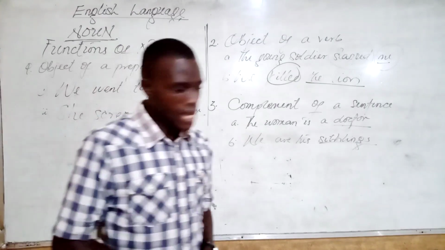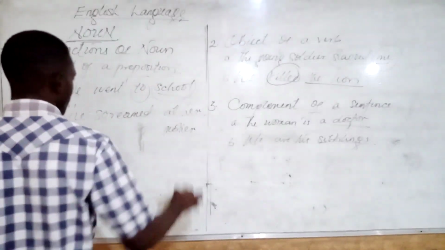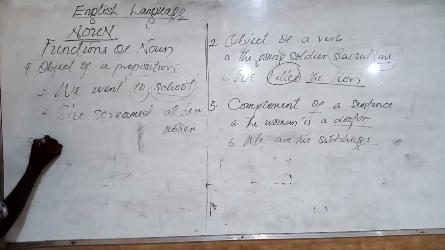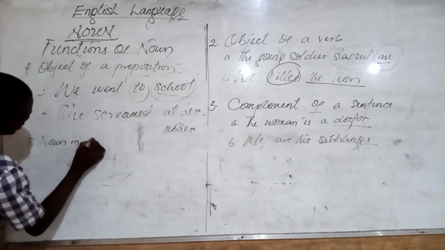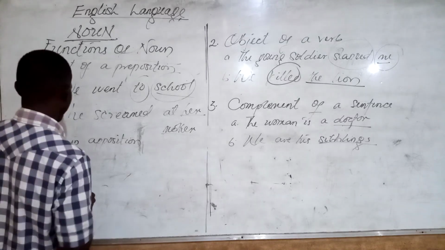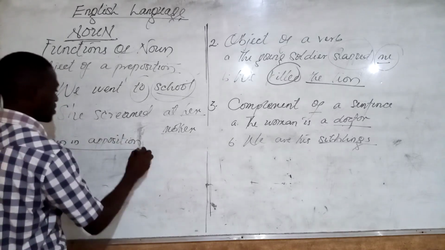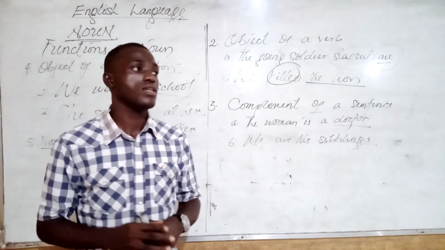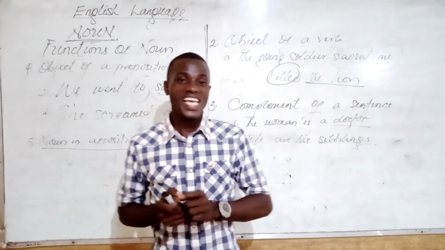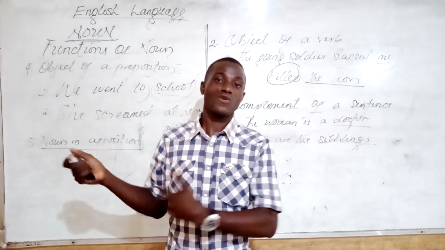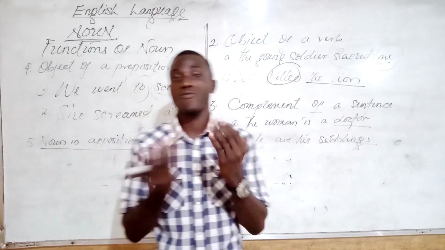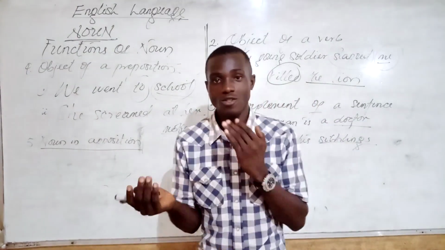Is that clear? Alright, let's go to the last one, which is noun in apposition to the subject. Now, a noun in apposition to the subject is easily identified by simply looking at the structure and identifying a second noun that is saying the same thing as the first noun. Usually, the word apposition means placed side by side. So you're going to see two nouns standing together.